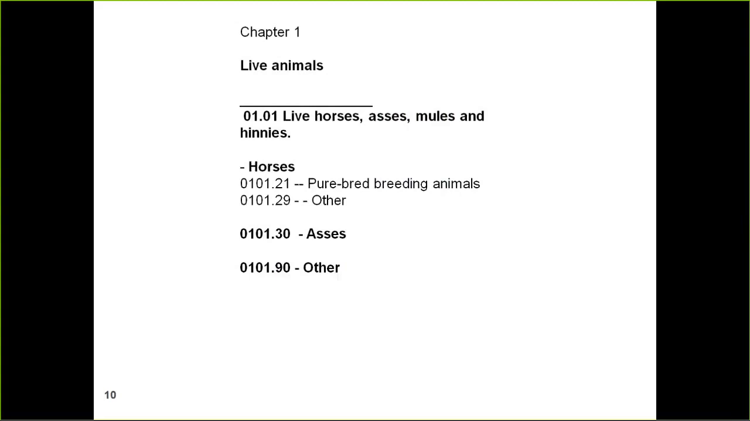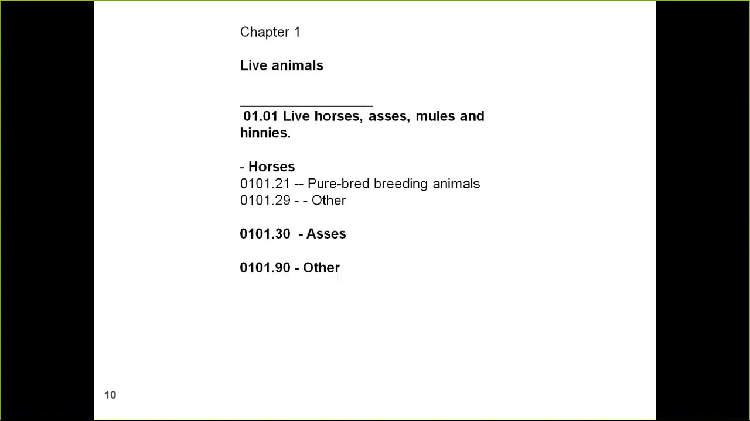The first chapter deals only with live animals. Chapter 2 deals with meat and edible meat offal. Chapter 3 deals with fish and crustaceans. Chapter 4, dairy products. And Chapter 5, products of animal origin not elsewhere specified in the previous chapters. Let us look at Chapter 1, live animals.